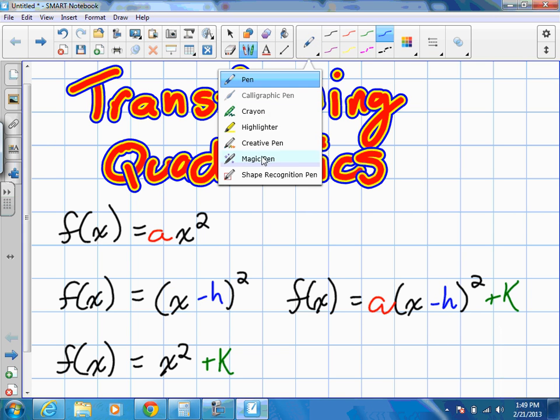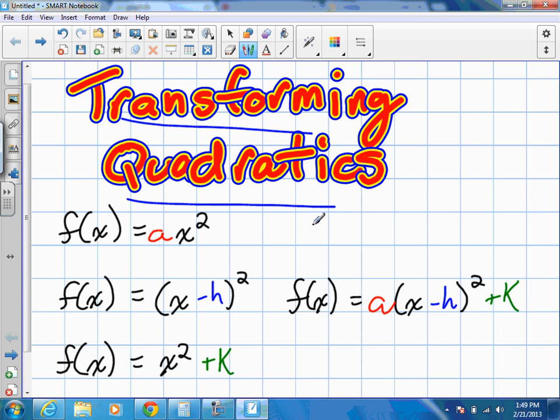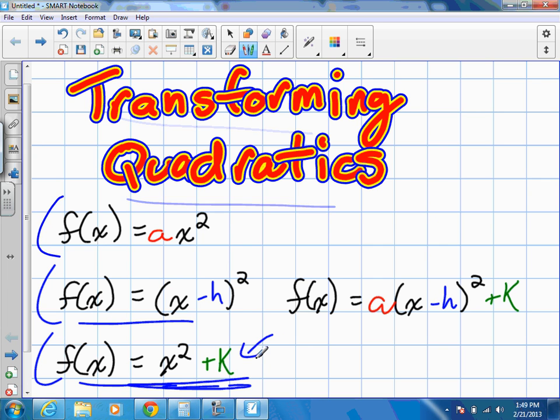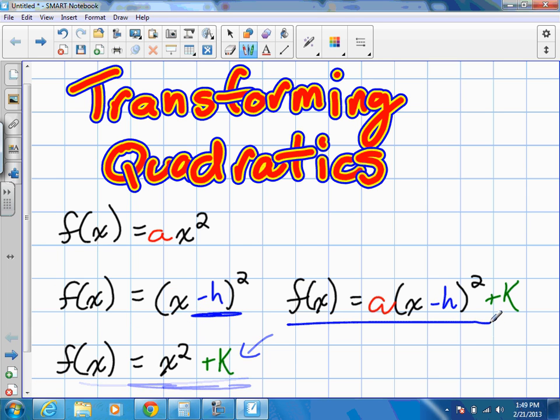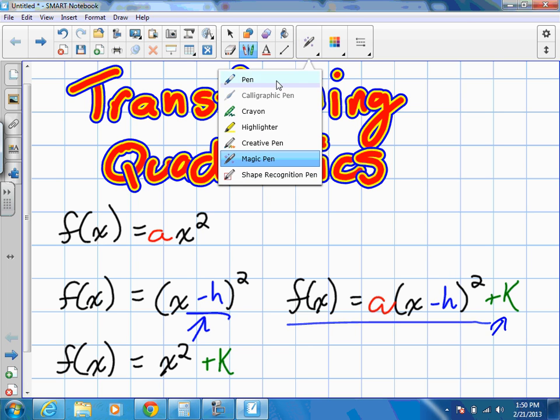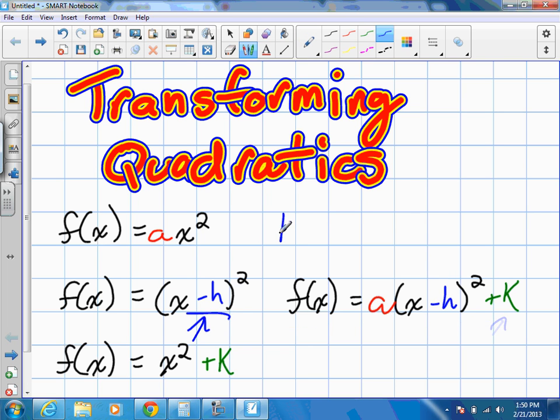We're going over transforming parabolas or quadratics again. We had spoken of the three in the last one. Sorry, we went over vertical translations, which is our K. Today, we're going to go over H. Now H is horizontal translations.